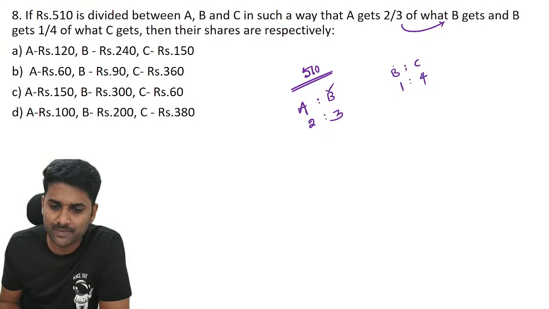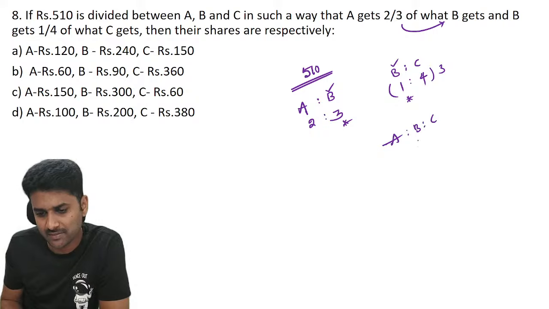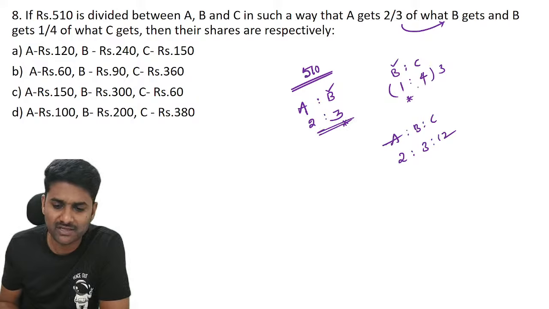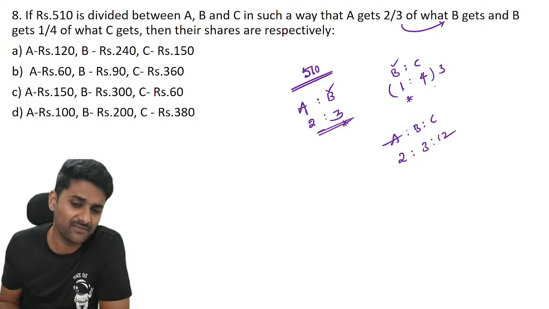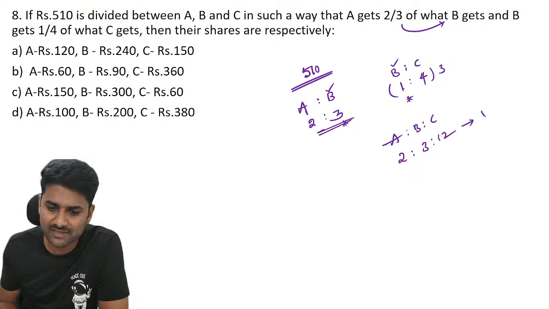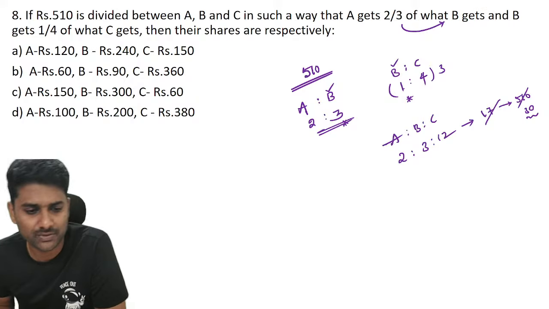Then observe that B is the common parameter and its value must be equal. How are we going to equate? You should multiply by 3 units. Then you get the A, B, C ratio of 2 is to 3 is to 12. No need to multiply anything for A; B, 1 is multiplied with 3; same way, multiply 3 into 4 is 12 units. The sum of all these numbers is 17 units. If 17 units is 510, then each unit is equal to 30 rupees.